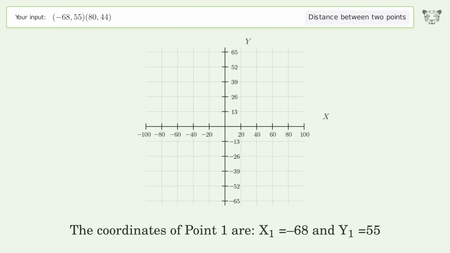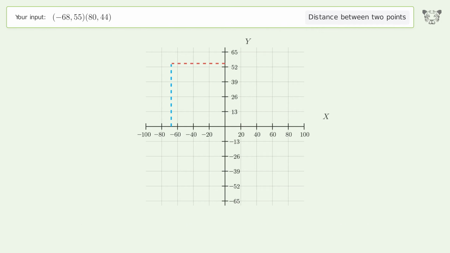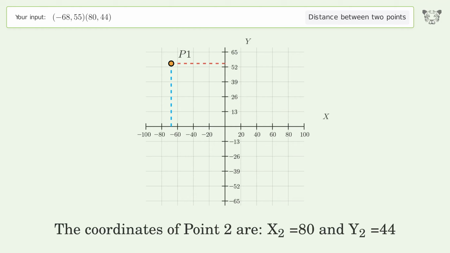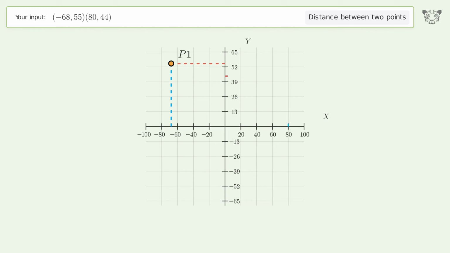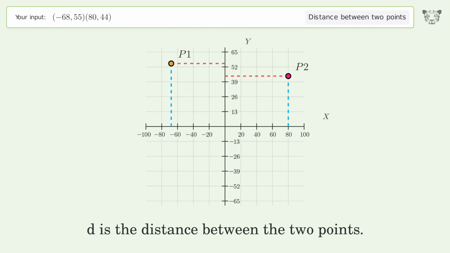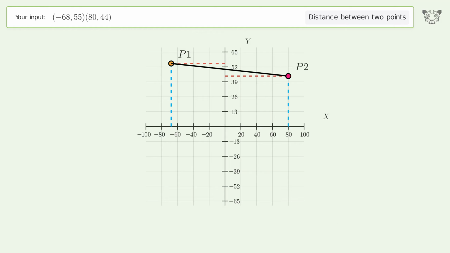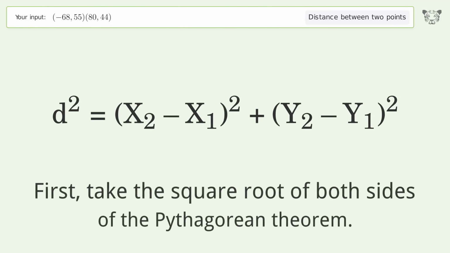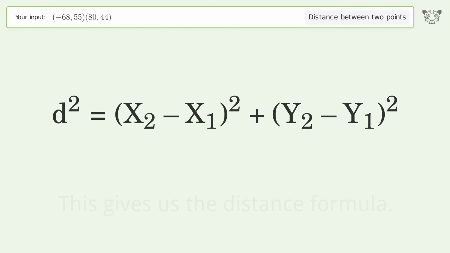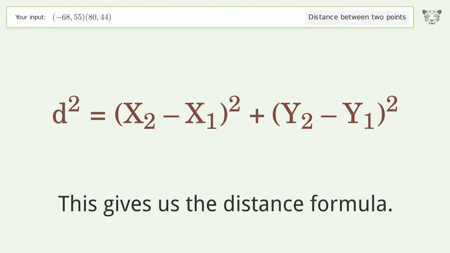The coordinates of point 1 are, x1 equals -68 and y1 equals 55. The coordinates of point 2 are, x2 equals 80 and y2 equals 44. D is the distance between the 2 points. First, take the square root of both sides of the Pythagorean theorem. This gives us the distance formula.